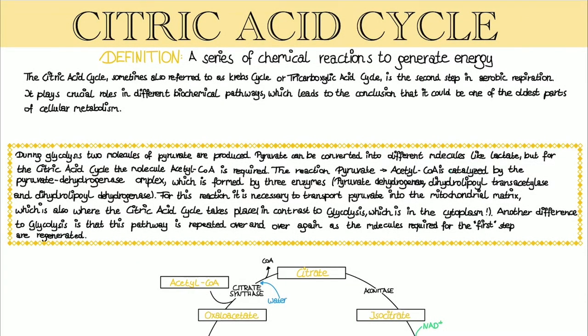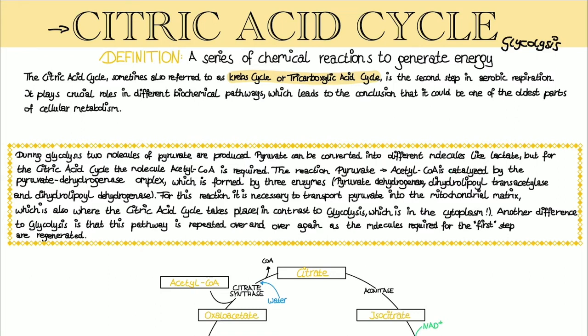This time we're talking about the citric acid cycle. For those of you who haven't watched my video about glycolysis, you can do it now because the citric acid cycle is basically the next step. Other names for the citric acid cycle are Krebs cycle or tricarboxylic acid cycle.